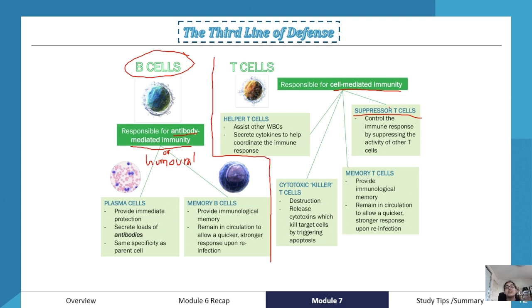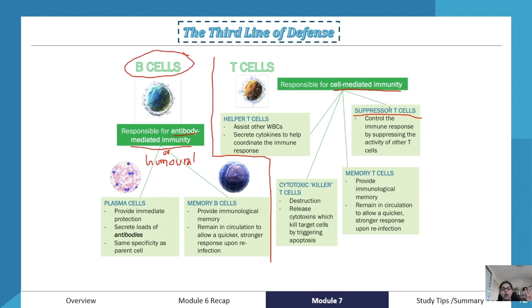Finally, we've got the memory T cells. I like to think of these as the intellectual, smart kids of the group. They're the ones that say, hey, you are all so busy getting this whole response happening, but you forgot to remember what antibodies you used and how you went about this whole response. So the memory T cells give the immunological memory in cell-mediated immunity, and they remain in circulation to allow for a quicker response next time there's an infection.